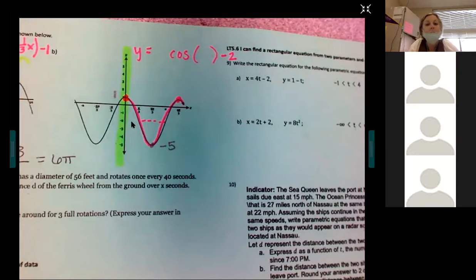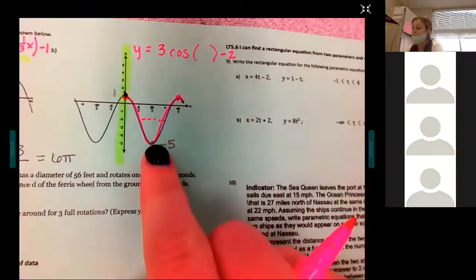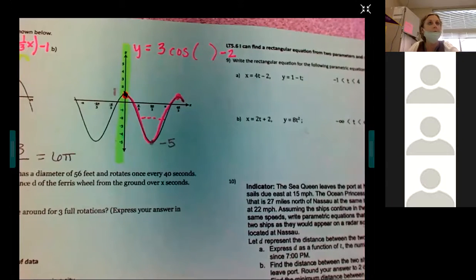Okay? But we shifted this one down too, so the midline is at -2. Everybody's good there? All right, how many does it go up from -2 to hit the max? 3, and it also goes 3 down to hit the min. Does everybody agree with that?